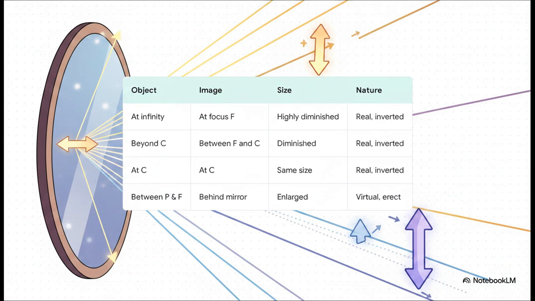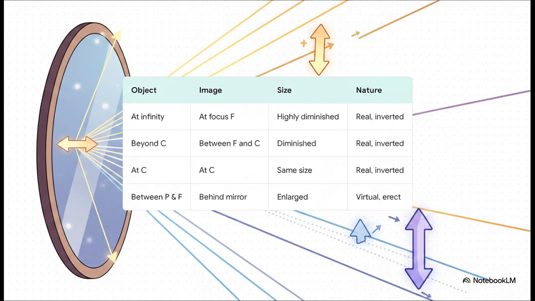Now, if you take a look at the nature column on the right for this concave mirror, you'll see a really interesting pattern. For almost all positions, the image is real and inverted. What that means is the light rays actually meet up in the real world. They're just upside down. But, and this is where it gets kind of wild, if you move the object incredibly close, like right between the pole and the focus, the rays actually spread apart.